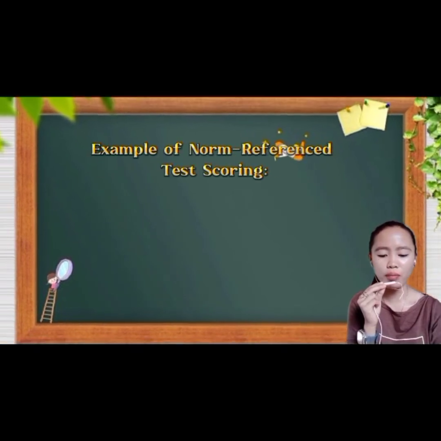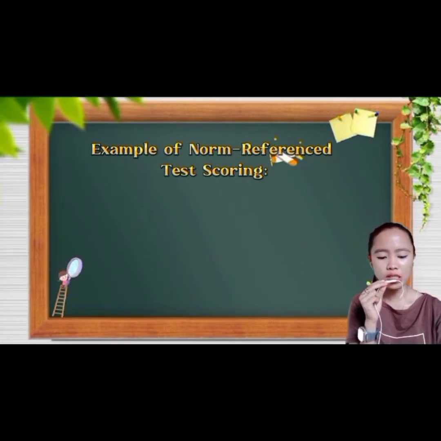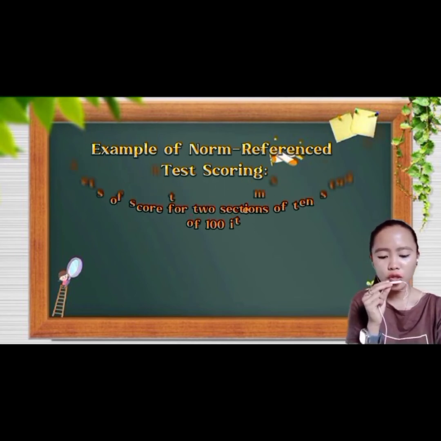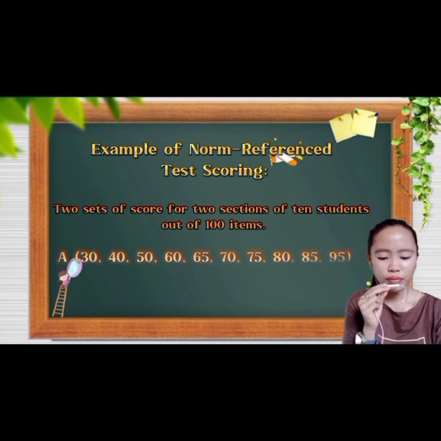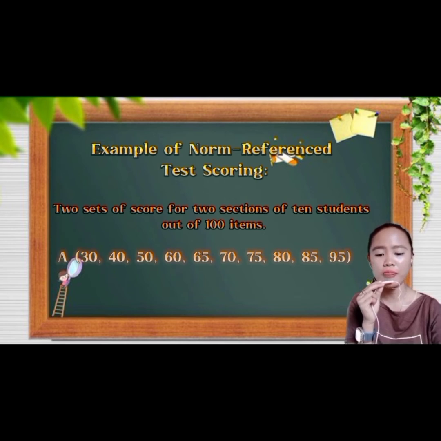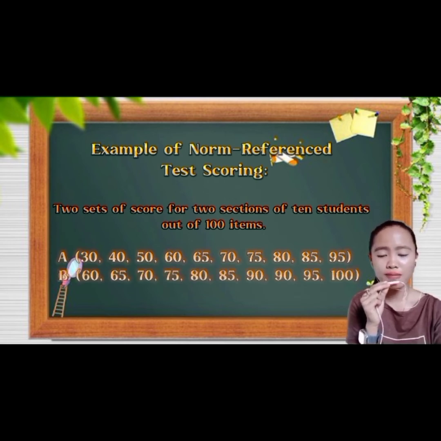So we have an example here of norm reference test scoring. Two sets of scores for two sections of 10 students out of 100 items. In set A, the scores are 30, 40, 50, 60, 65, 70, 75, 80, 85, and 95. And in set B, we have 60, 65, 70, 75, 80, 85, 90, 95, 100.